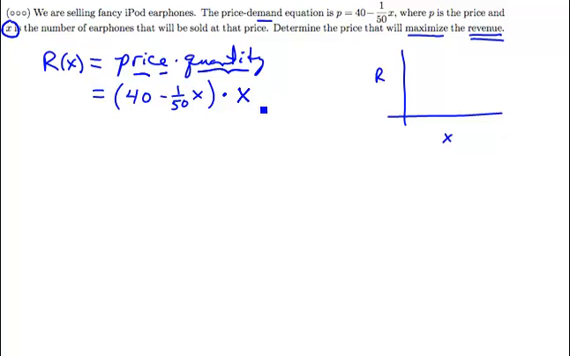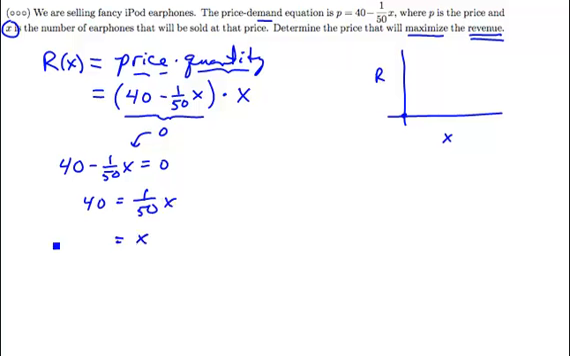This quantity will be 0 when x is 0, so the revenue function goes through the origin. And this quantity will be 0, let's see, whenever 40 minus 1/50th x equals 0. This will be 0 if that happens. And so 40 needs to be 1/50th x, or x needs to be 40 times 50, just solving for x, so x will be 2,000.